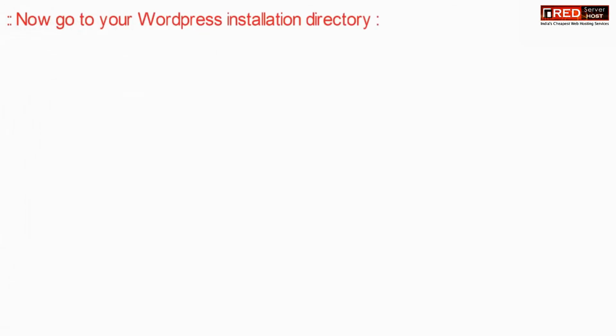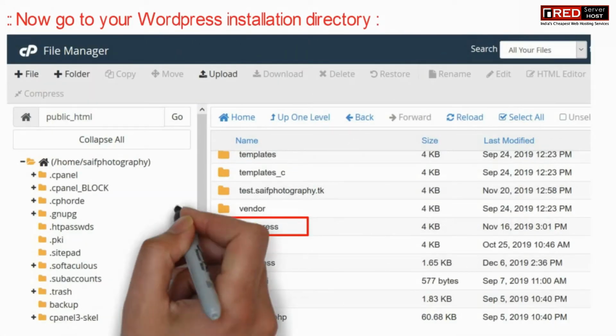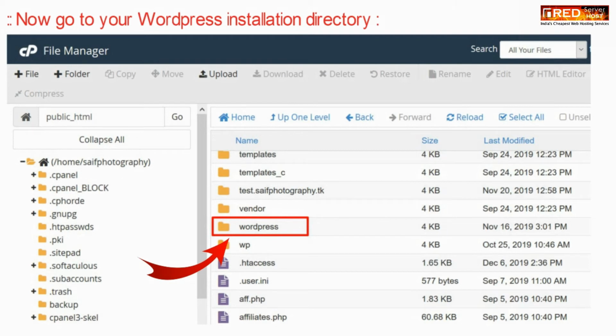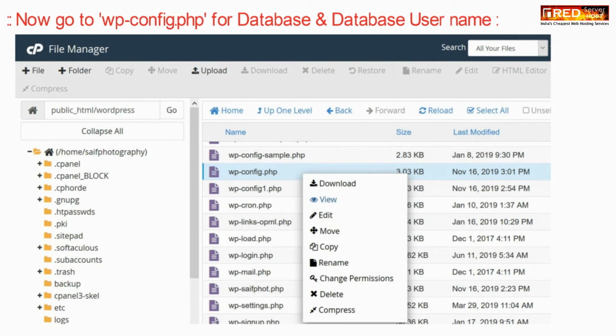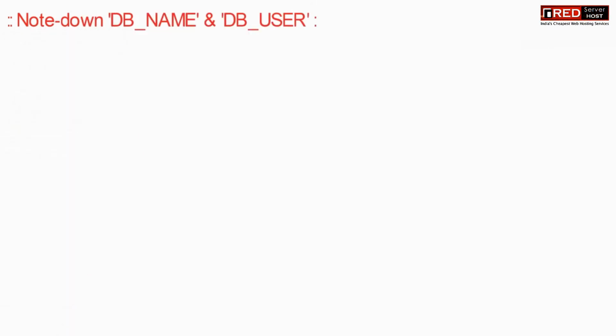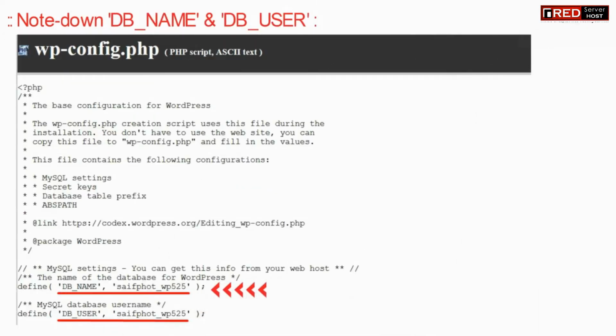Now go to your WordPress Installation Directory. If your WordPress is installed directly inside public_html, then simply go ahead towards wp-config.php file and view it. Note down the DB name and DB user given here.